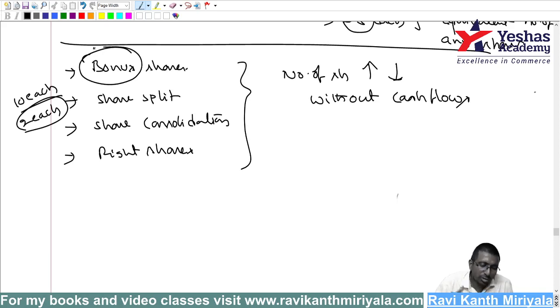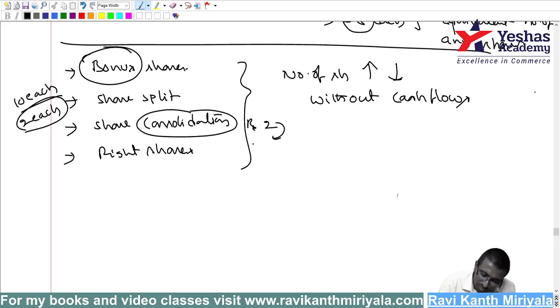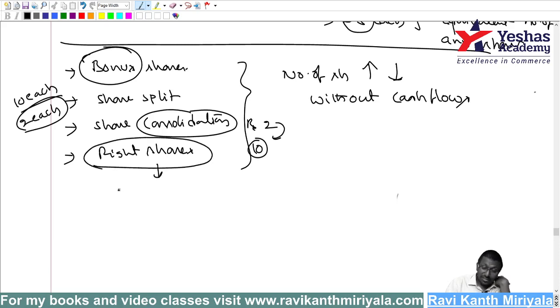Bonus means what will happen? We issue shares, the number of shares goes up, but we don't receive a single rupee. Share consolidation means 2 rupee shares are made into 10 rupees each. Number of shares are getting reduced. But is it buyback? No, I have not given any money to anybody. Simply consolidation. In case of right shares, there will be partly cash flow, but we will be considering the part where there is no cash flow. I will explain that separately.